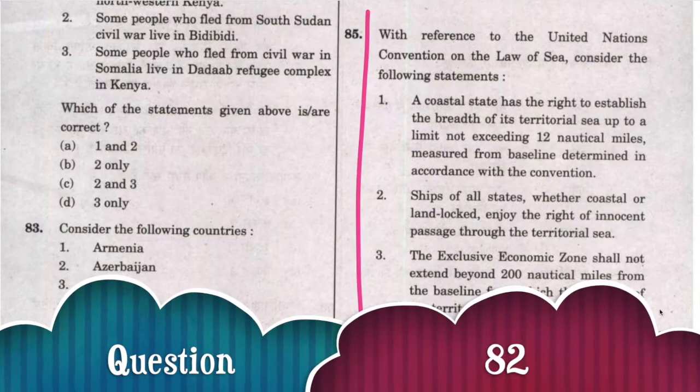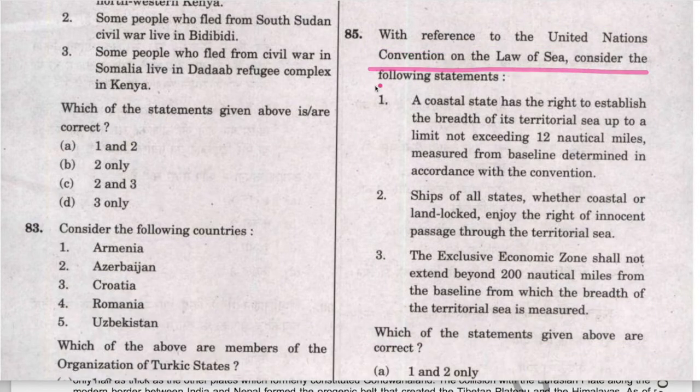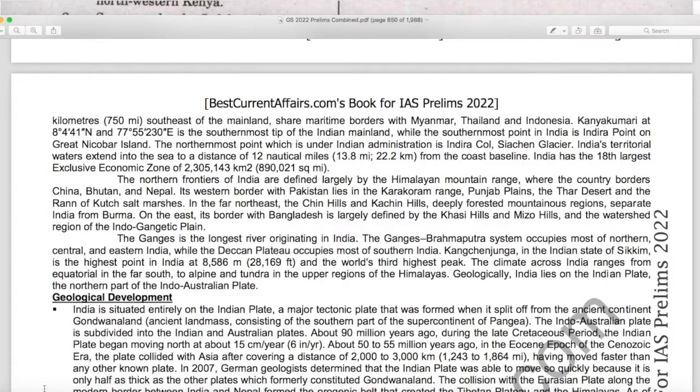Next question. With reference to the United Nations Convention on the Law of the Sea, consider the following statements. Three statements are given. All three are correct. Now take the first one, that a coastal state has a right to establish the breadth of its territorial sea up to a limit not exceeding 12 nautical miles, measured from the baseline. This statement is correct. Now see, this is our geography book.